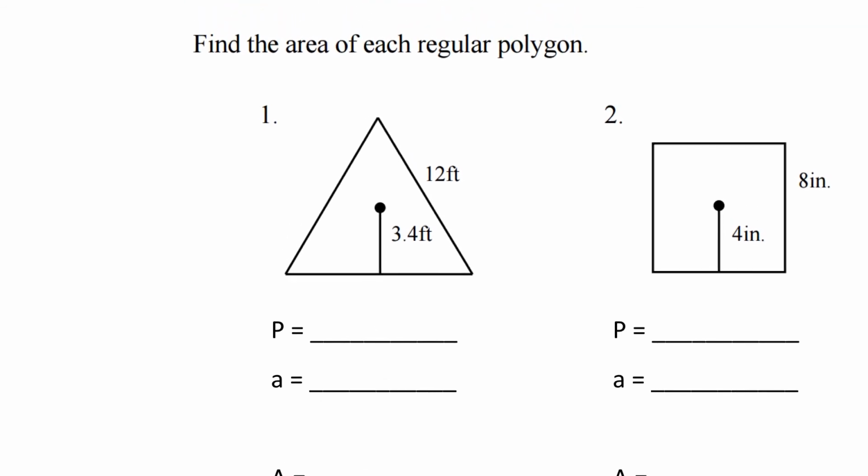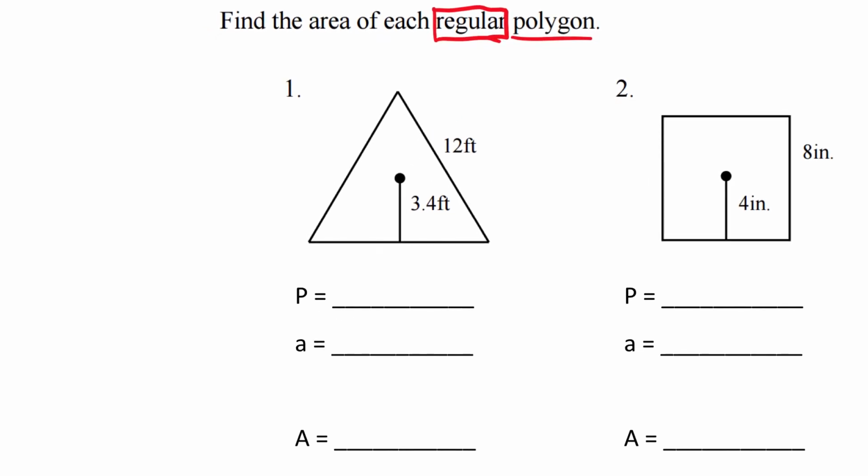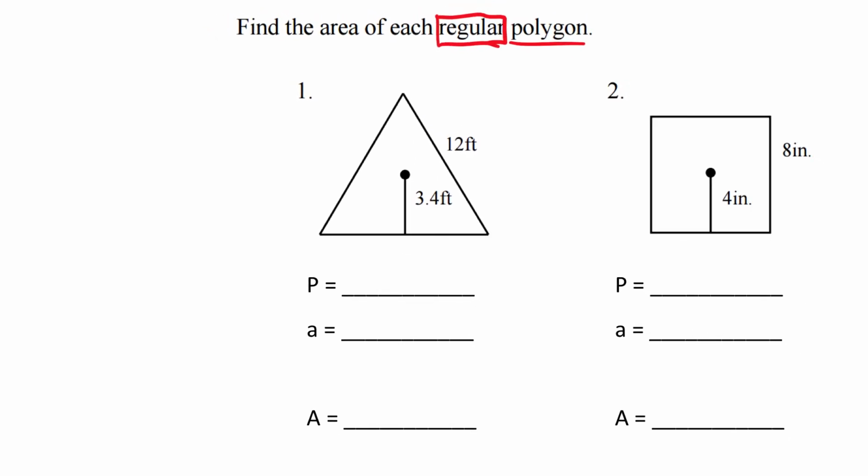So on number 1, it says that all of these are regular polygons, so all of the sides are the same length. So for this triangle, what does the capital P stand for in our formula? Perimeter of the shape. So if all the sides are 12, what's the perimeter going to be? 36. Yep, so it's going to be 12, 12, and 12, so 36 feet is going to be the perimeter. Okay, how long is the apothem? 3.4. They give it to you right there.